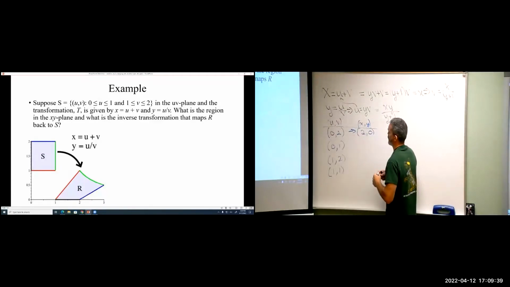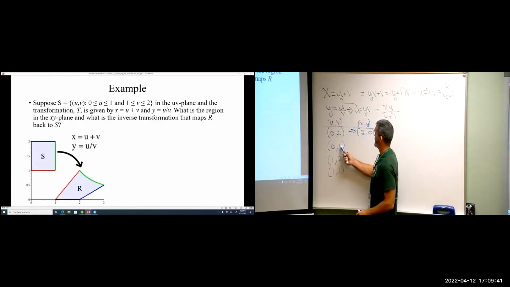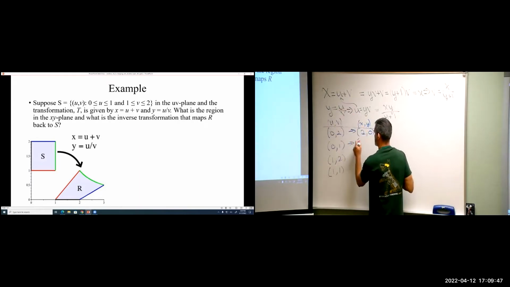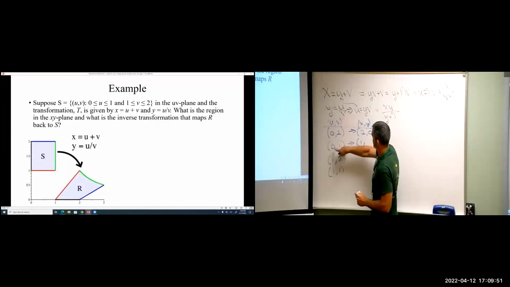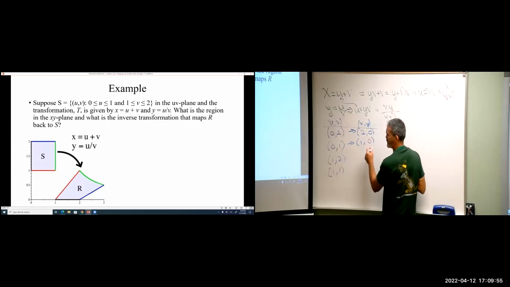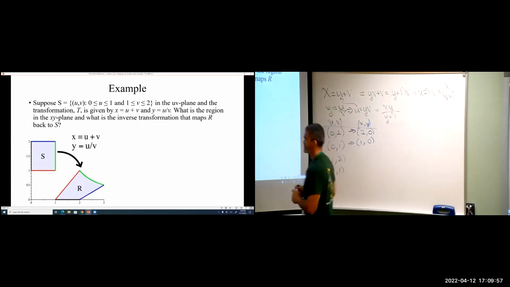Okay, 0, 1. This is the U, this is the V, right? So 0 plus 1, we have 1. And once again, we're going to have 0 over 1, so 0. All right. Well, we see that point. And also notice the colors are corresponding. So these 2 points got mapped to these 2 points, and notice there's the black line between.